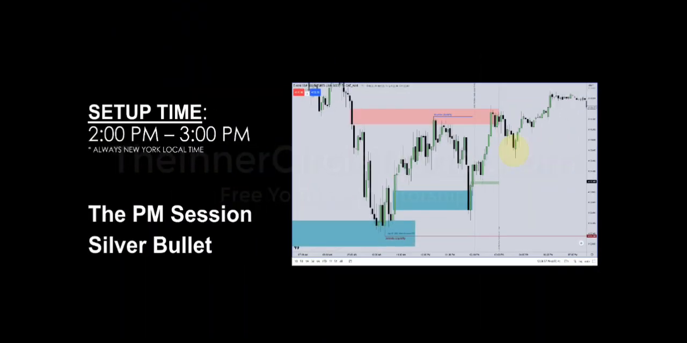All right, and finally we have our last ICT silver bullet here, which is framed on 2 p.m. to 3 p.m. New York local time. And this is the PM session ICT silver bullet setup.